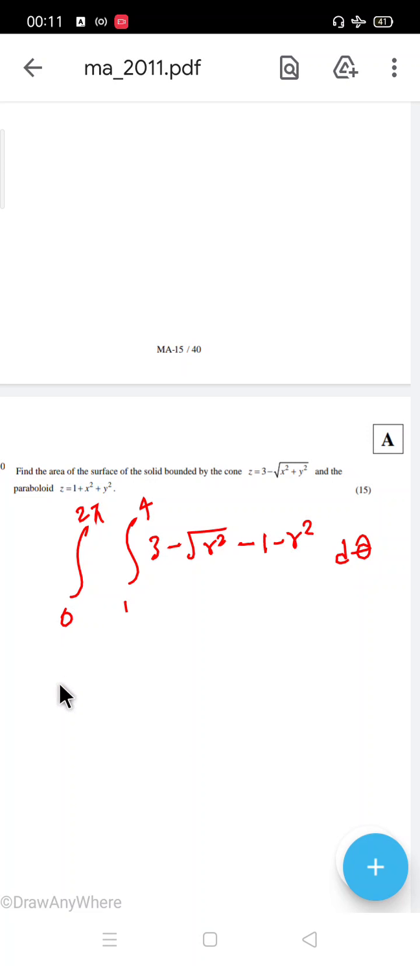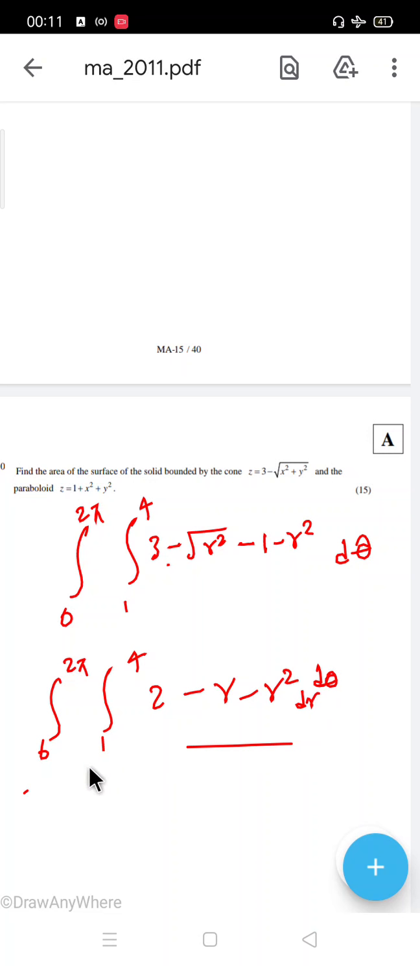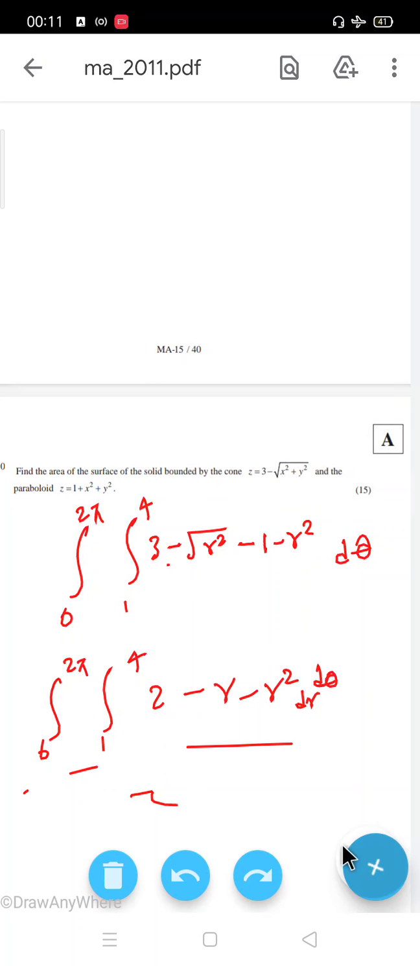Okay, so this will be 0 to 2 pi, this is 1 to 2, this is 3 minus 1, 2 minus r square, dr d theta. That is simple to do. Correct? Yeah, you can do that easily.